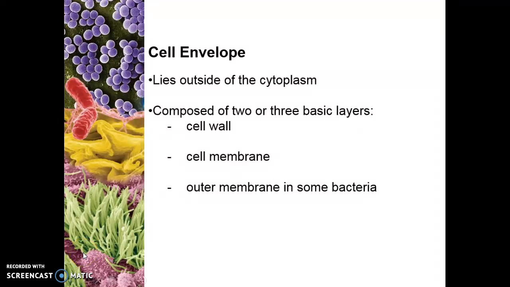Section 3.3 talks about the cell envelope, which is going to be comprised of 2 to 3 basic layers. It's going to be the cell wall, the cell membrane, and in some cases an outer membrane. But all of these components comprise the cell envelope, and that lies outside of the cytoplasm.